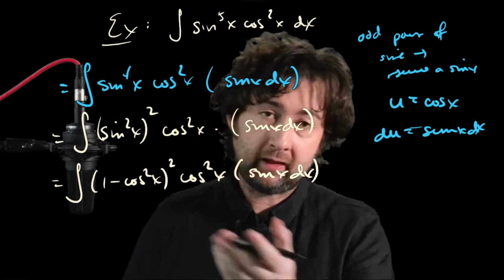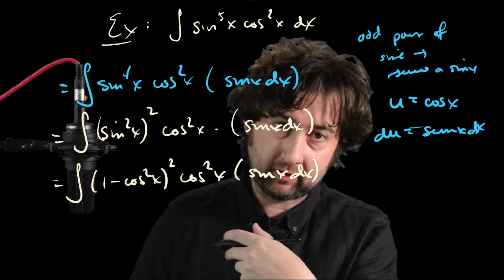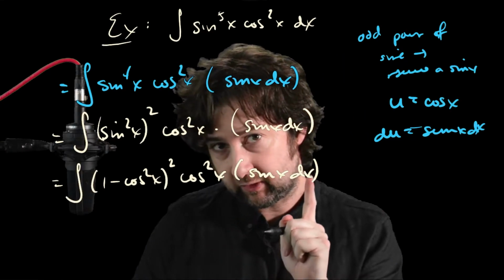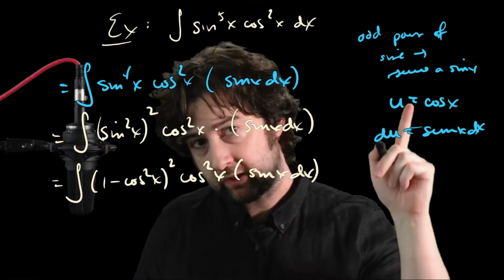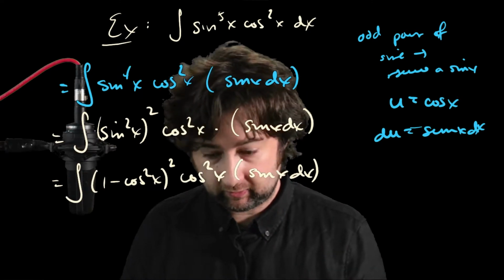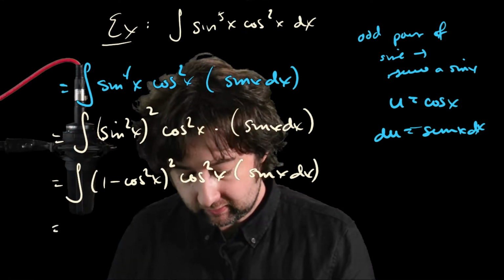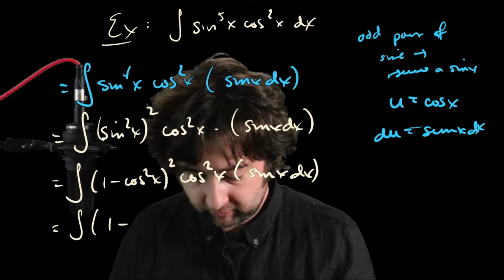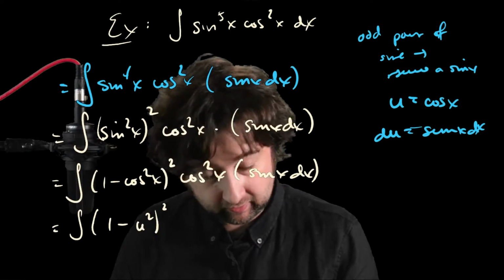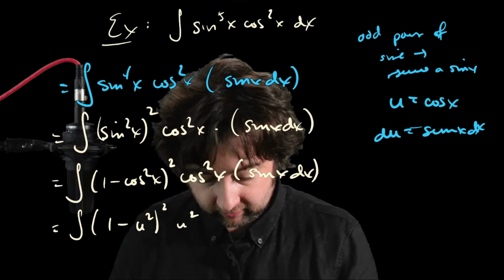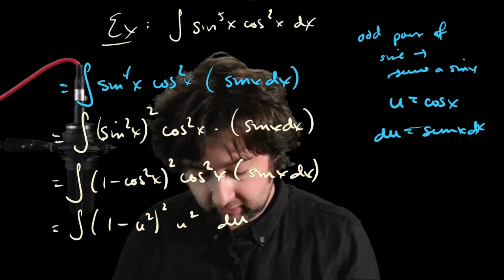Well, now everything I've got left in the problem is a cosine. And the only sine I have left is the one I've reserved to be the du. So I can apply this substitution and convert the equation. And what you're going to get is the integral of 1 minus u squared squared times u squared times du, and then the negative I'll just put out front.